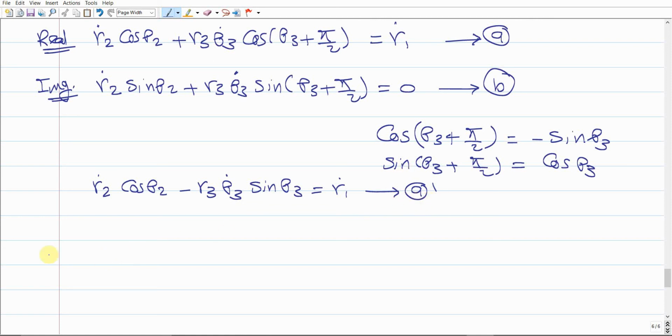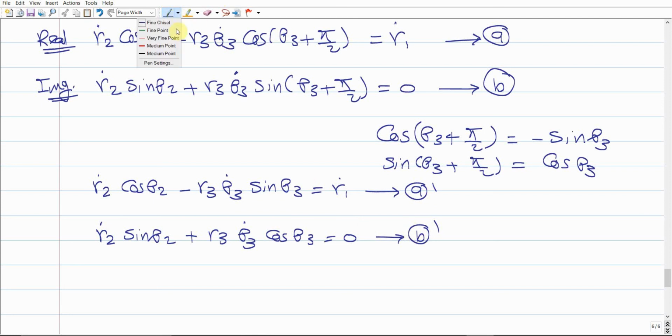Then we're going to have another equation which is R2 dot sine theta 2, and the sine of theta 3 plus pi over 2 gives positive, so it's going to be plus R3 sine theta 3 dot cosine theta 3 equals 0, and this is going to give us the second equation B dash. Then we end up with two equations in just two unknowns.